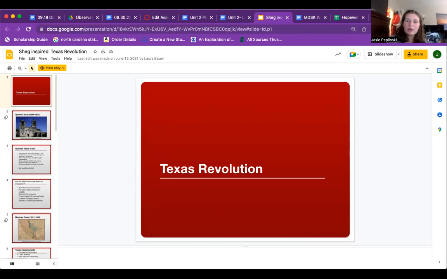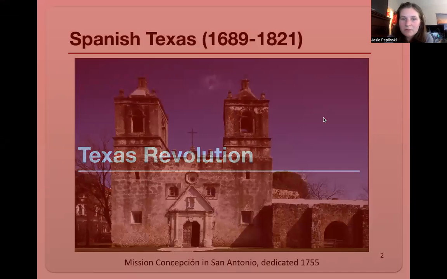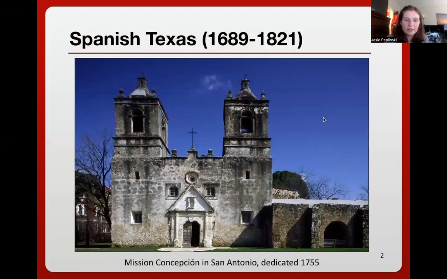Right, now we will get into these slides. I've not made them yet, but I am pretty sure that I'm going to make you all some guided notes for this day. But for now, we'll just talk about them. So we have the Texas Revolution occurring at this time. This is a photo of Mission Concepcion in San Antonio in 1755.